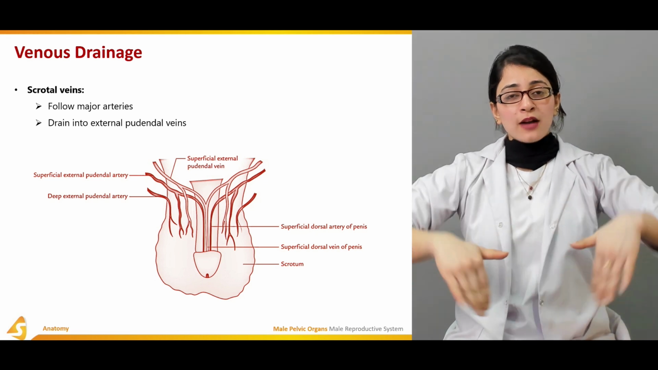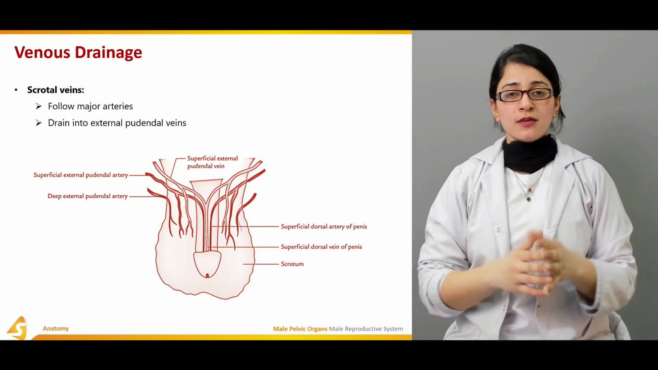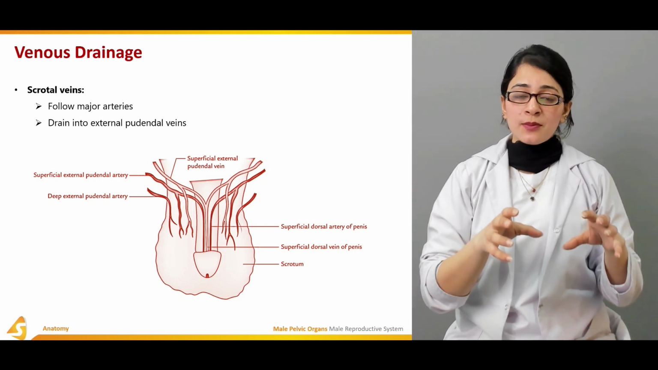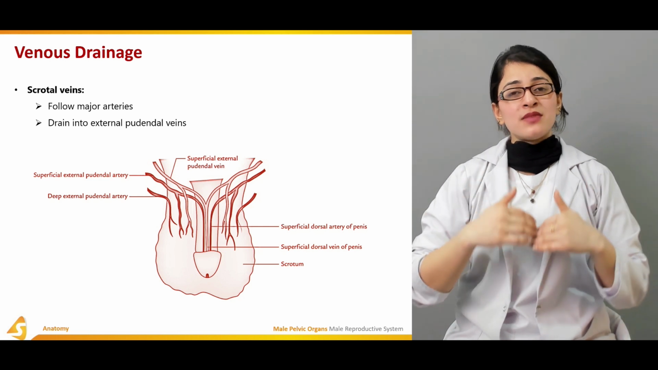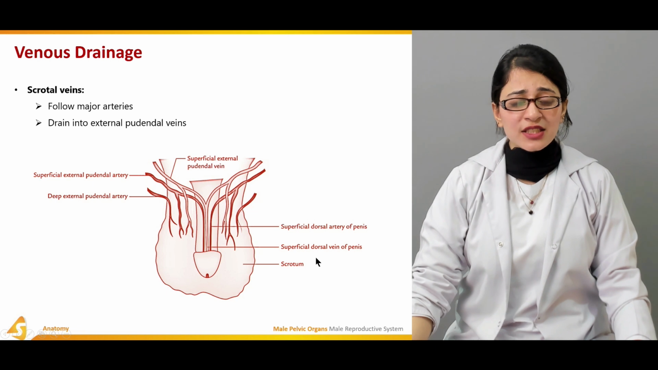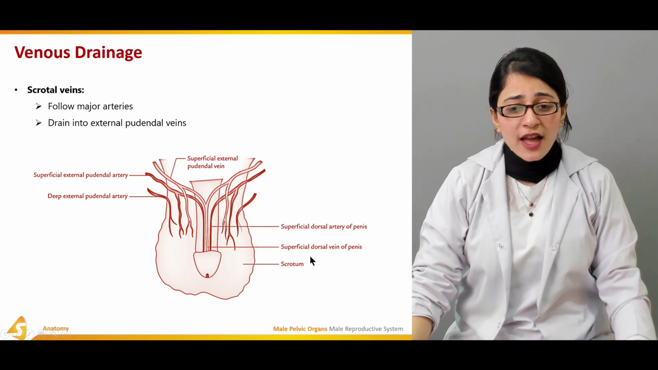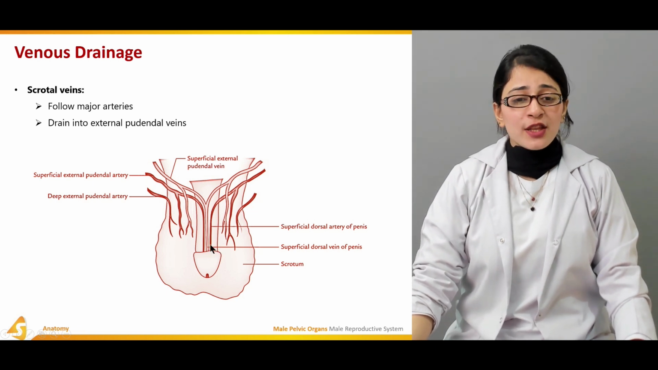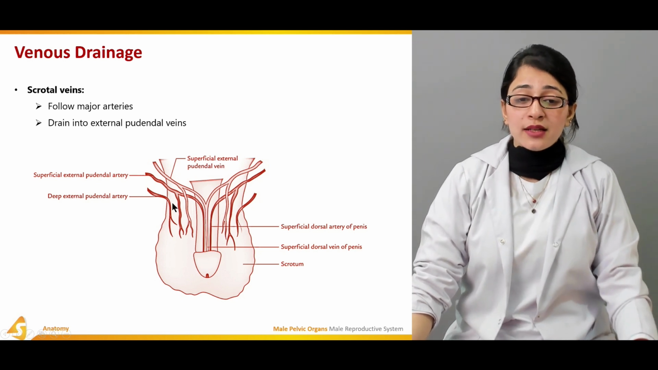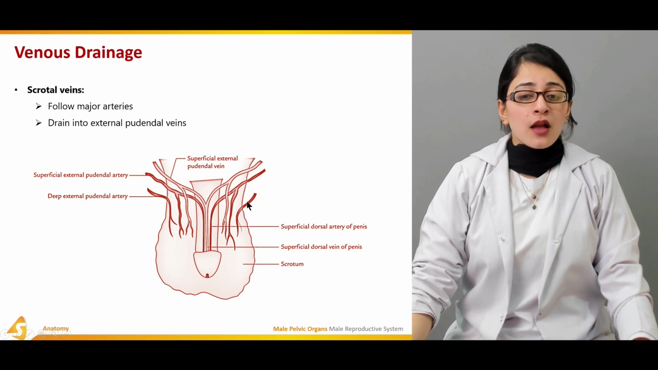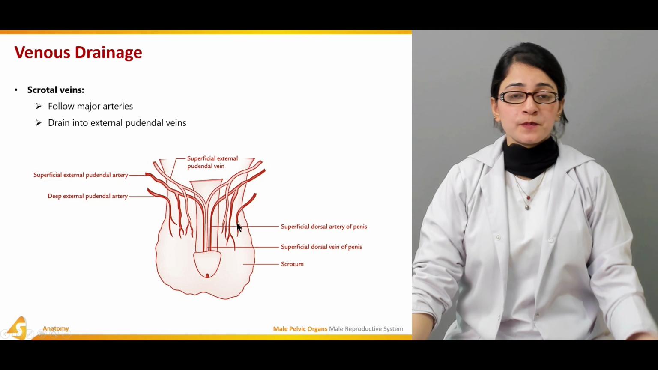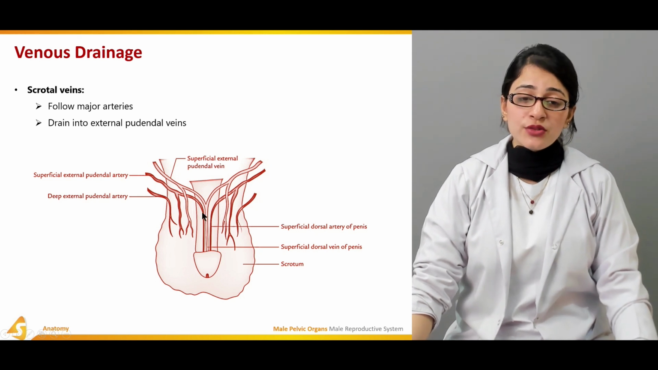Now the backflow of this blood occurs: there is a sequence of the blood that comes down in the arterial supply, and in the venous drainage the same sequence goes back. Here we have the region of the scrotum. The superficial dorsal vein of the penis enters into the external pudendal vein. This is the external pudendal vein. On either side, this external pudendal vein carries the blood from this region.